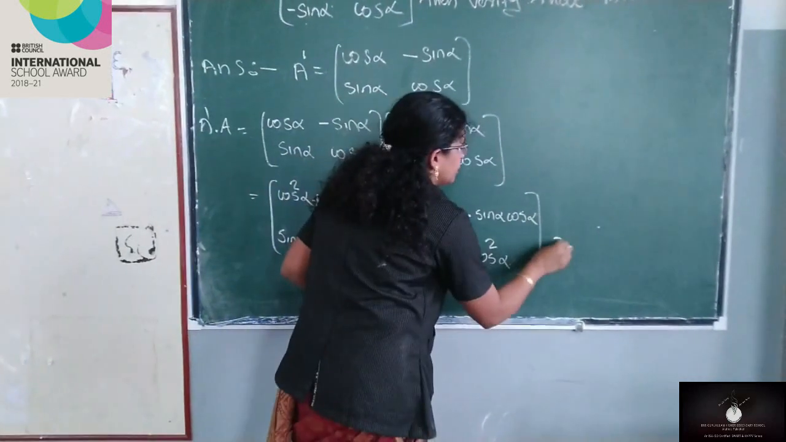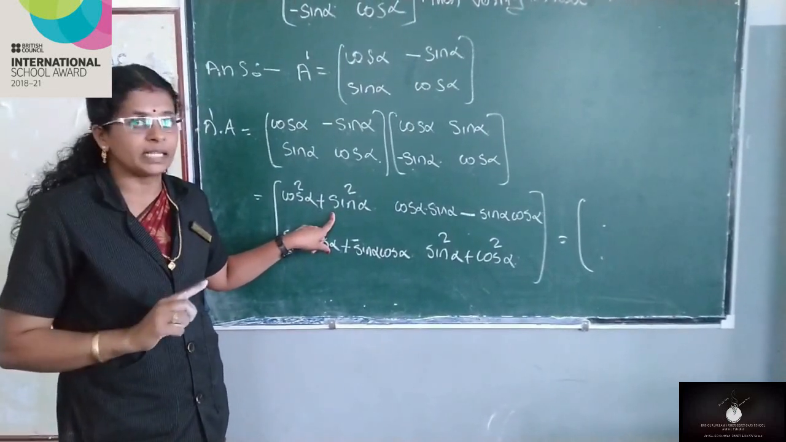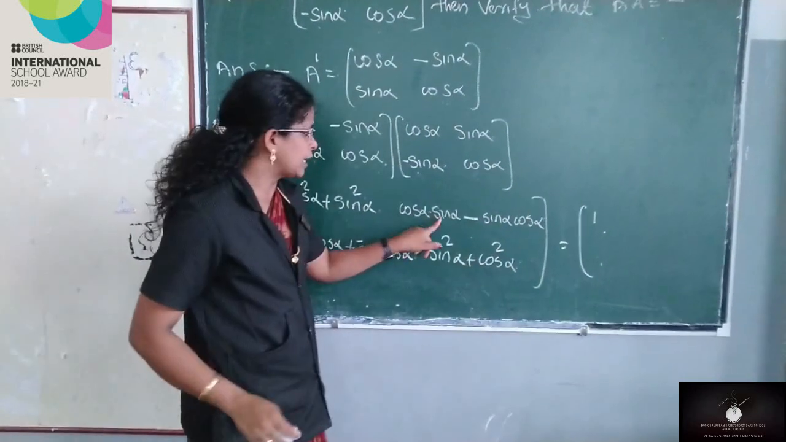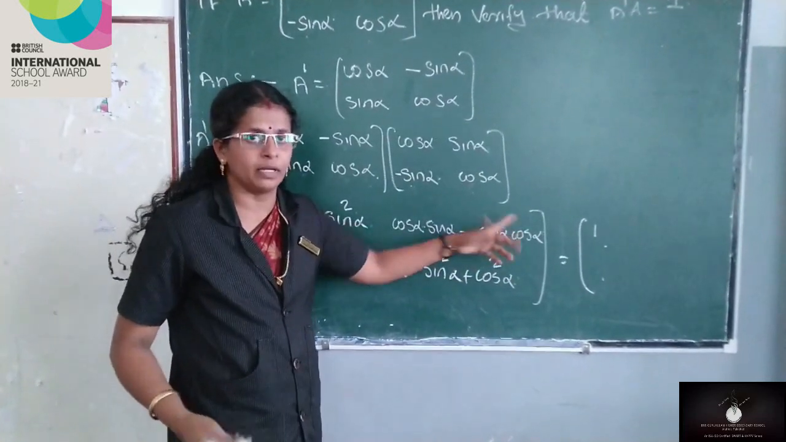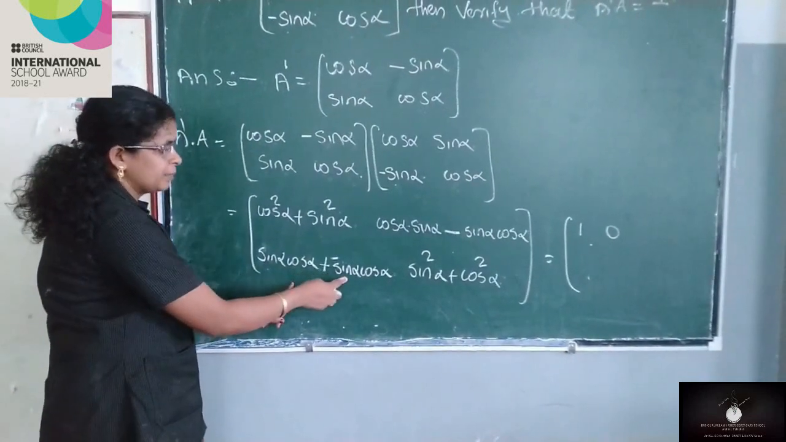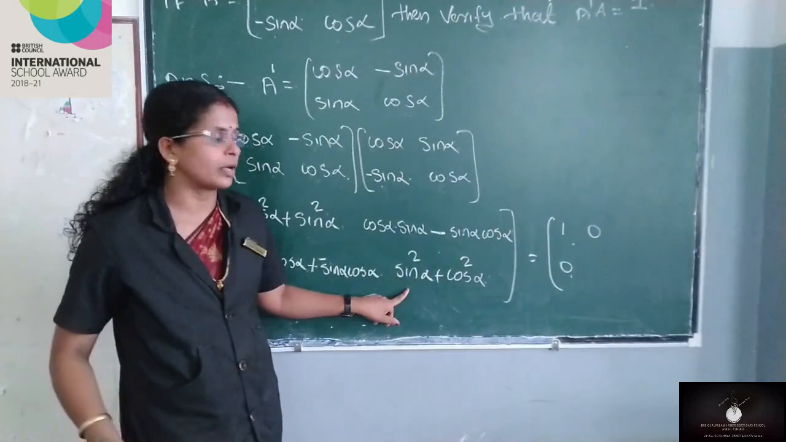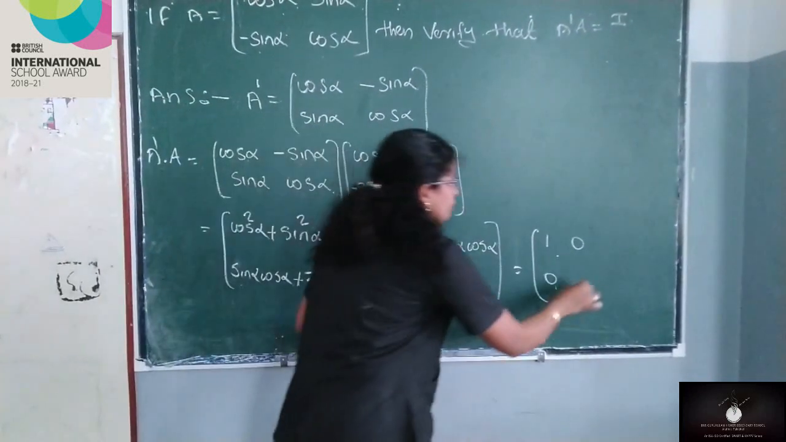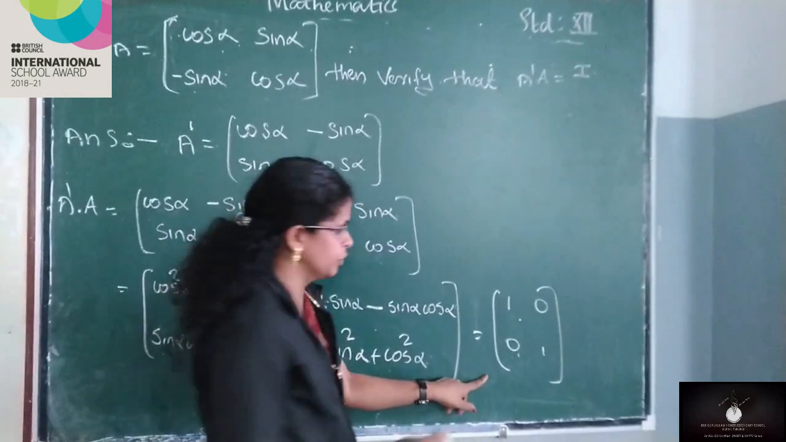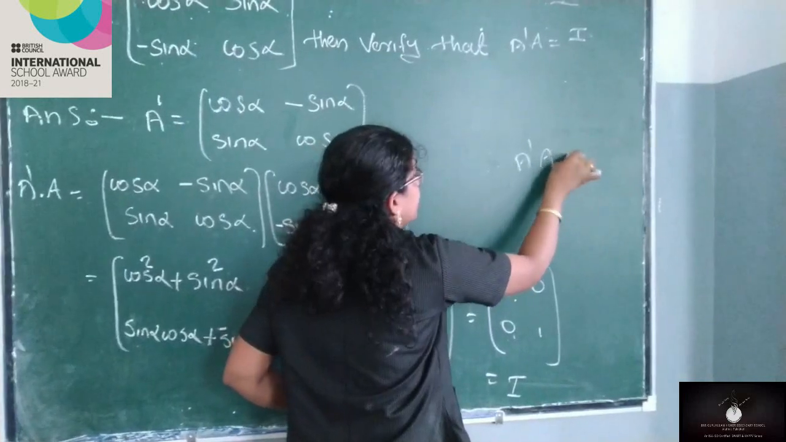Okay, so it is equal to matrix. So sin square alpha plus cos square alpha is equal to what is that? That already we studied. Sin square alpha plus cos square alpha is equal to 1. So here write 1. Sin alpha cos alpha minus sin alpha cos alpha, that is 0. Here cos alpha sin alpha plus minus of sin alpha cos alpha, so both are cancelled. That is also 0. Here sin square alpha plus cos square alpha is equal to 1. So 1, 0, 0, 1. That is identity matrix of order 2. So it is equal to I. Therefore now we got A transpose into A is equal to I.